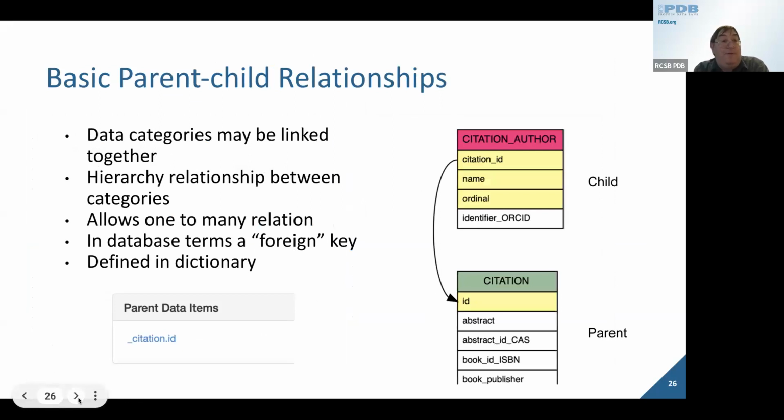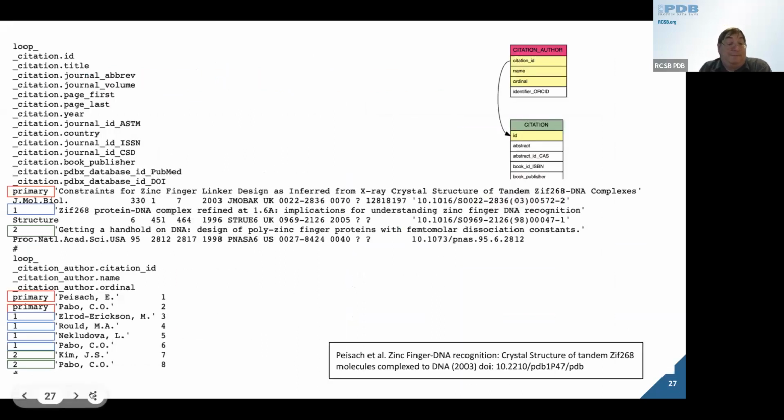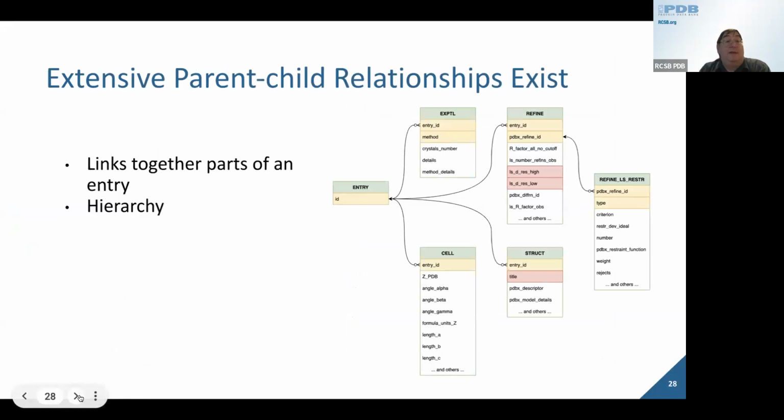So I would just briefly mention the parent-child relationships, as I indicated earlier, that you could have a citation, which has an ID, which links back up to multiple authors. And we link these things together, and there are more extensive hierarchies available within the dictionary relating the various categories together. So within the experimental category, we have an entry ID. The cell we showed you has the entry ID. We could have multiple chains linked together in the form of a hierarchy.